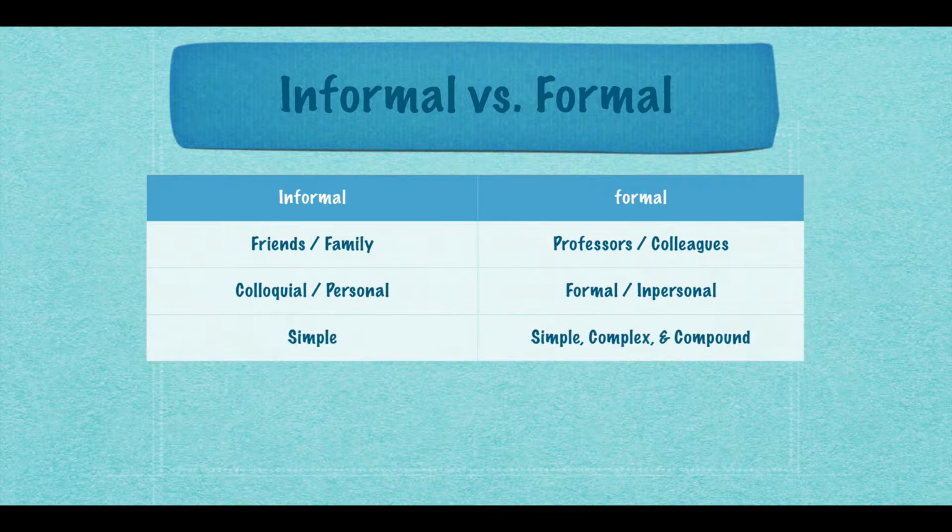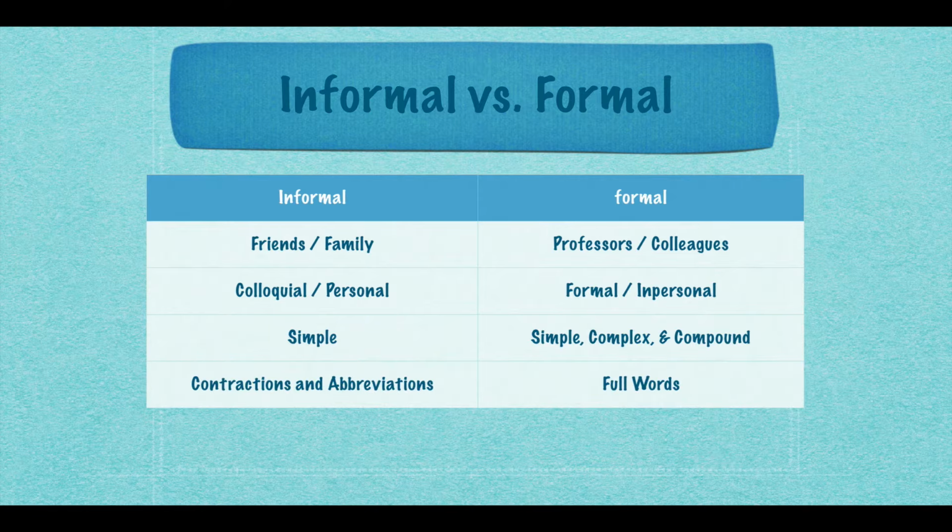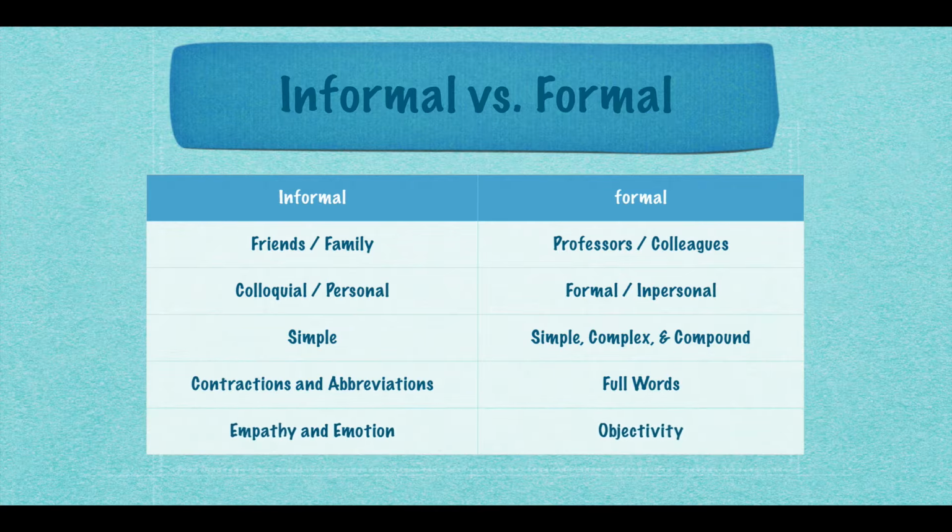Informal writing uses fairly simple and straightforward sentence structures, whereas the formal is a mix of simple, complex, and compound sentence structures. Informal writing relies on contractions and abbreviations, but in formal writing, we want to use the full words. And finally, in the informal, you can use empathy and emotion to get your point across, but in formal academic writing, we want to focus on objectivity. So let's look at each of these areas a little more directly.